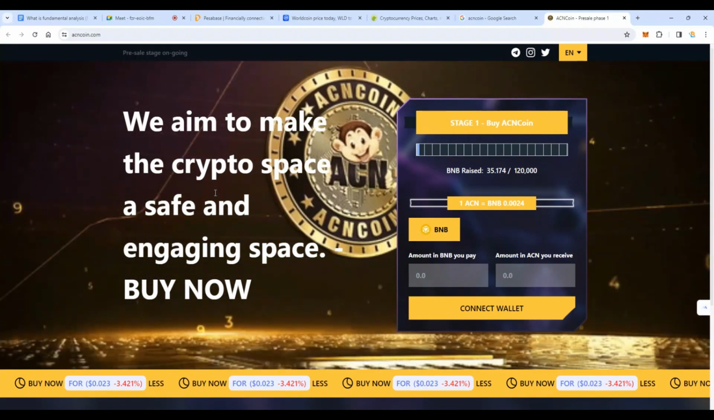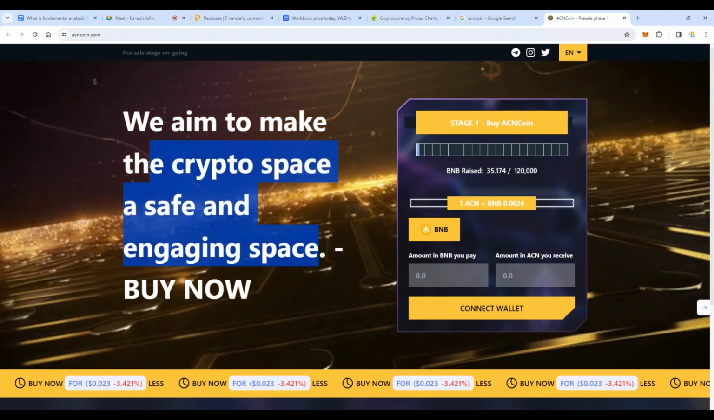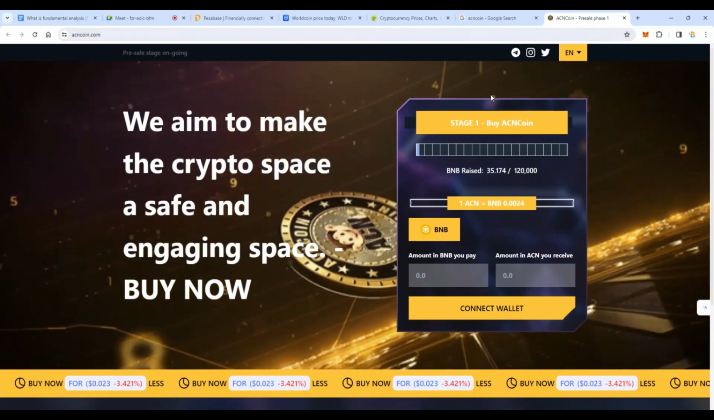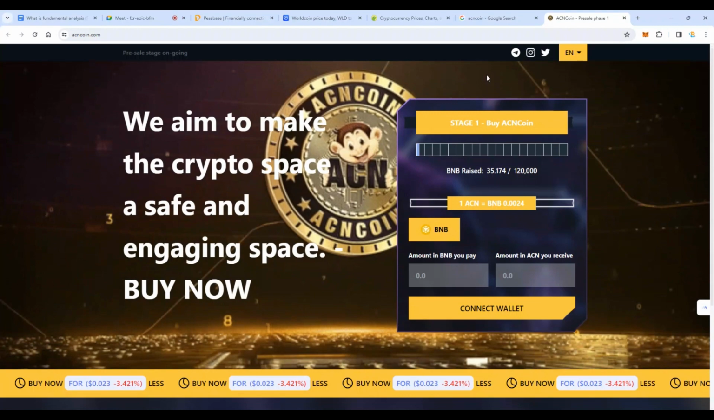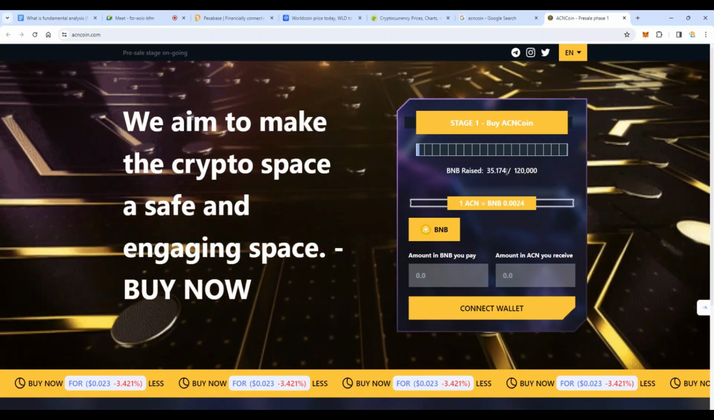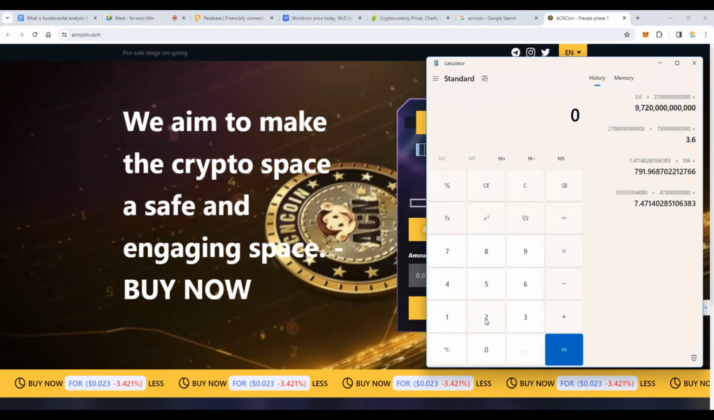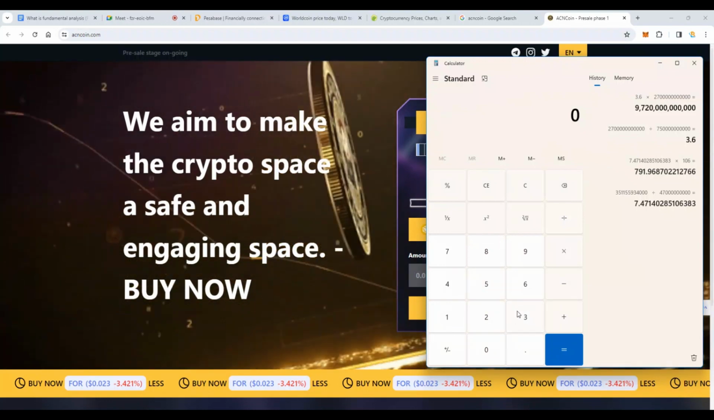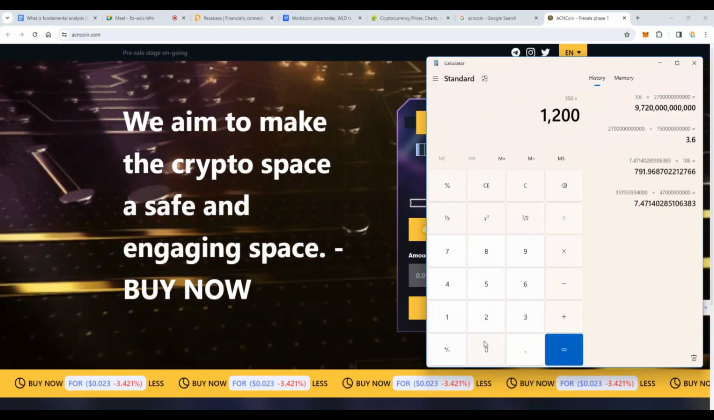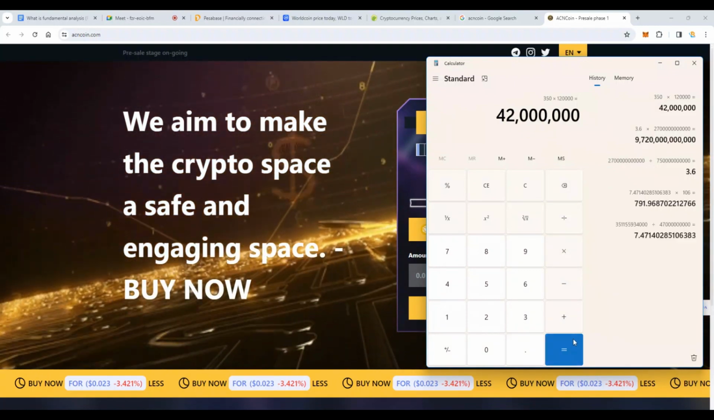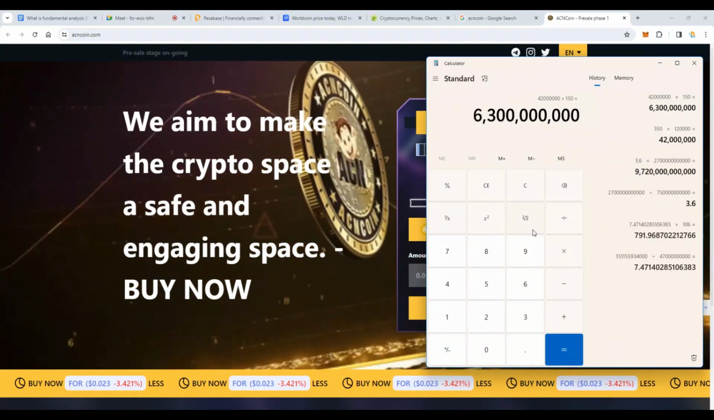We aim to make the cryptocurrency space a safe and engaging space. It's already happening currently. So they are saying that stage one is now called a private sale or a pre-sale, and their target is to raise 120,000 BNB. Let's do some quick maths here. One BNB is currently trading at $350, okay? And they want to raise 120,000 of them, so in essence, they want to raise $42 million, which is essentially around 6.3 billion in Kenya shillings.